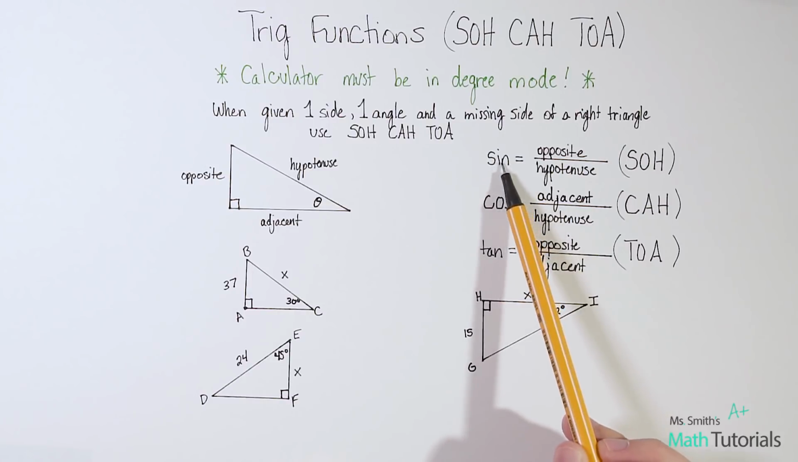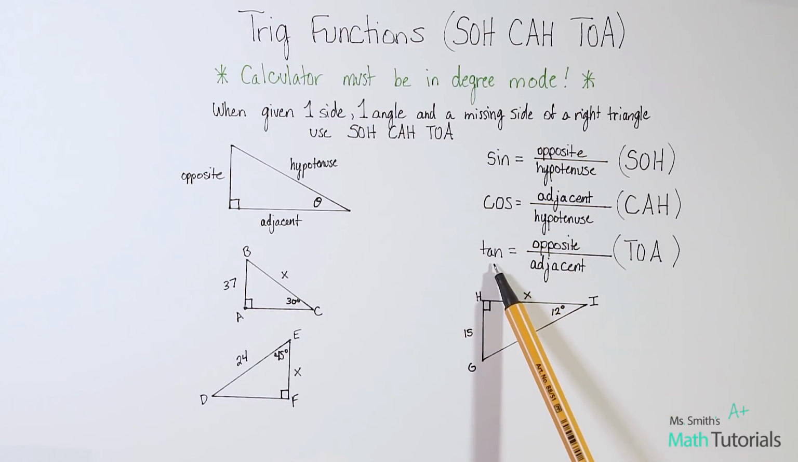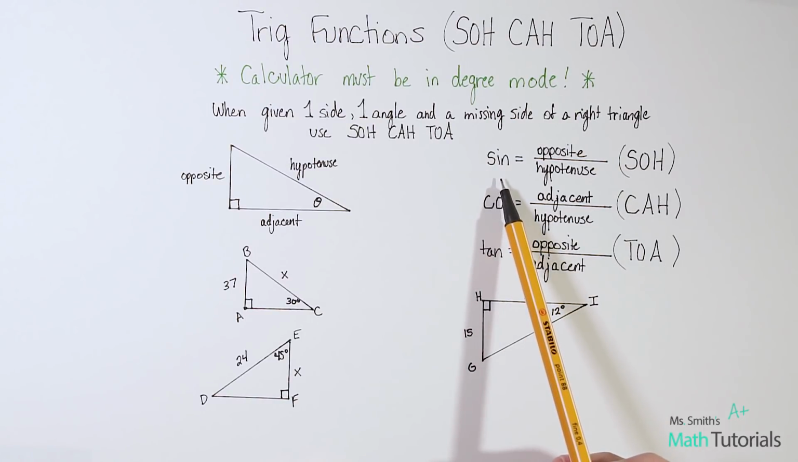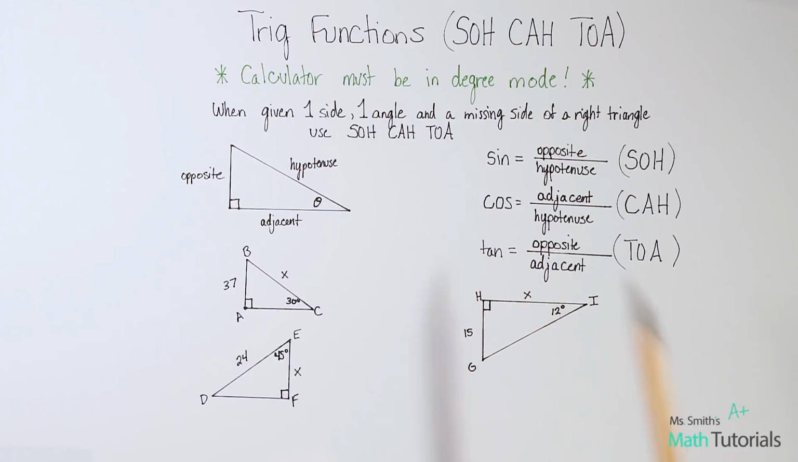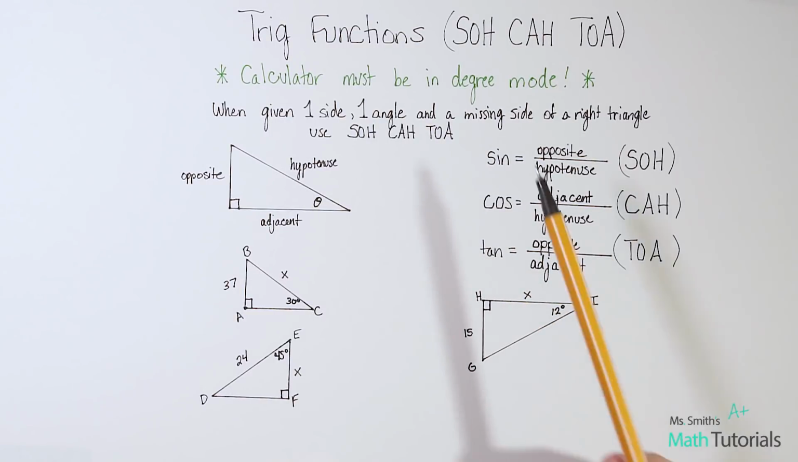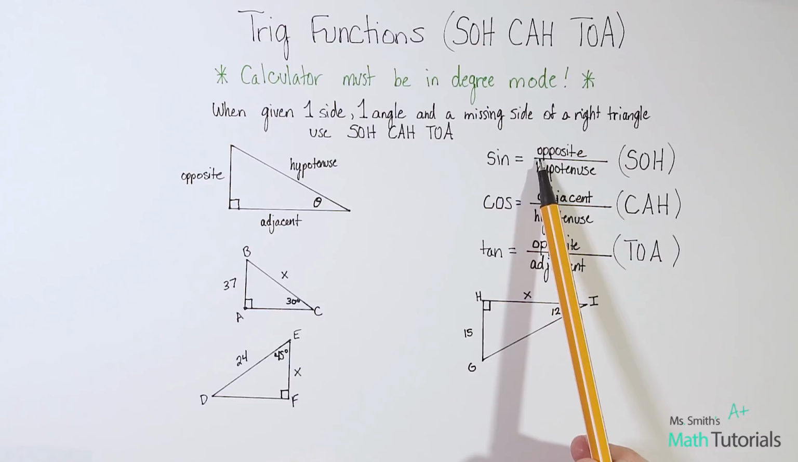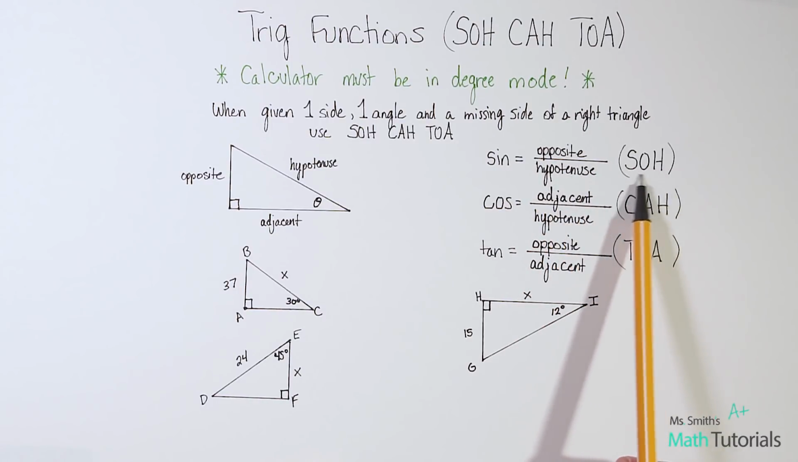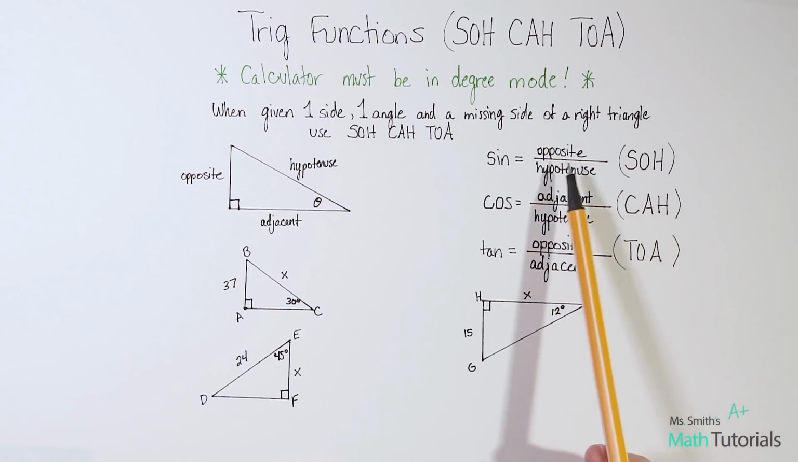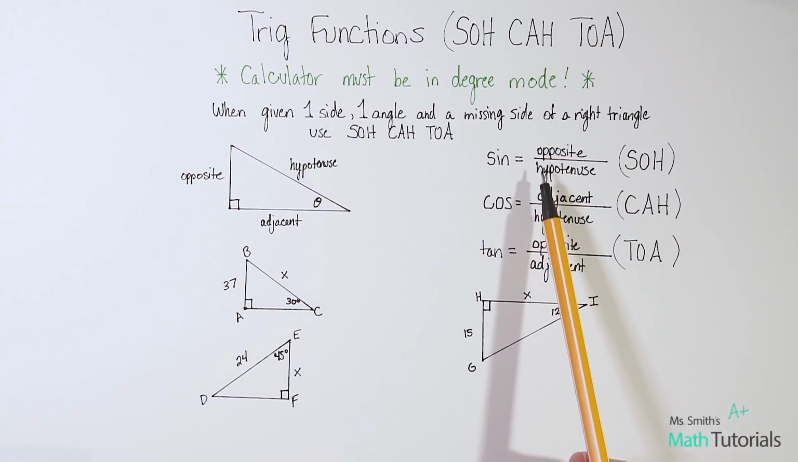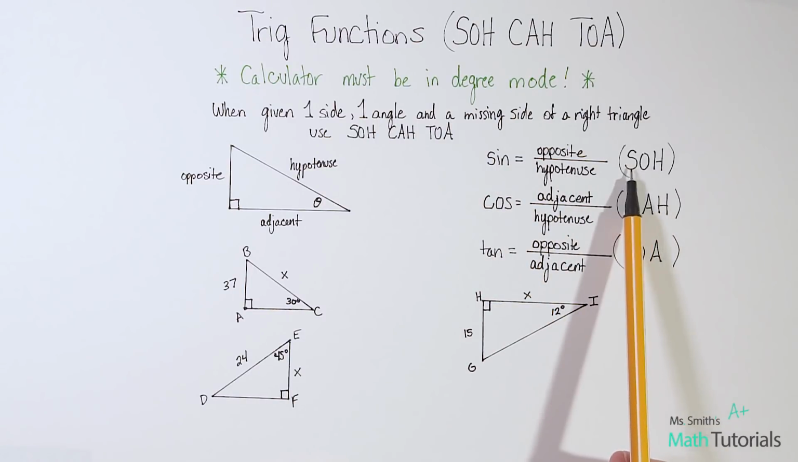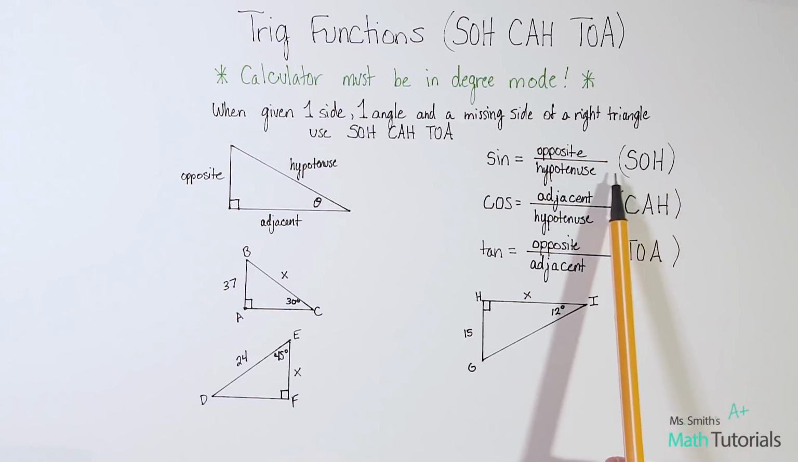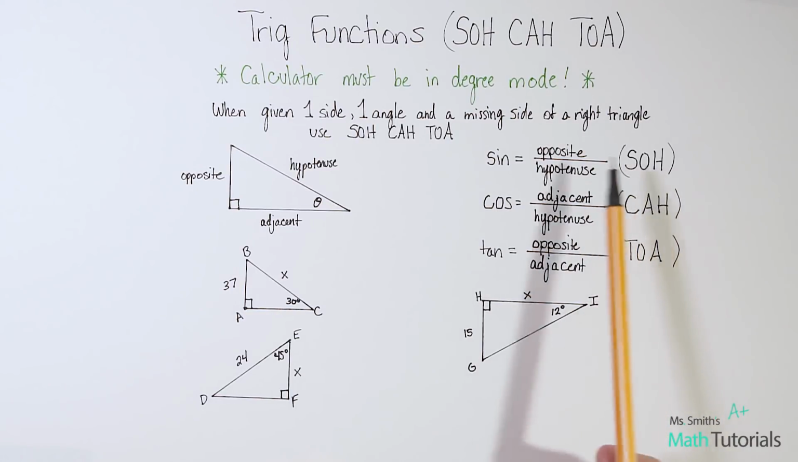We have three different trig functions. We have sine. I know it looks like "sin," but it's not pronounced "sin," it's sine. So sine, cosine, and tangent. Now sine is opposite divided by the hypotenuse. That's where the SOH comes in for SOHCAHTOA. You notice the first letter of each part is contained here. So sine is opposite over hypotenuse. The SOH helps us remember that.